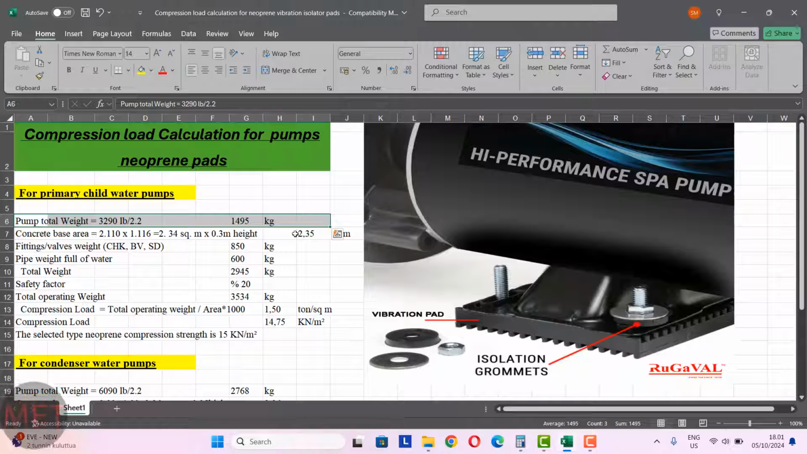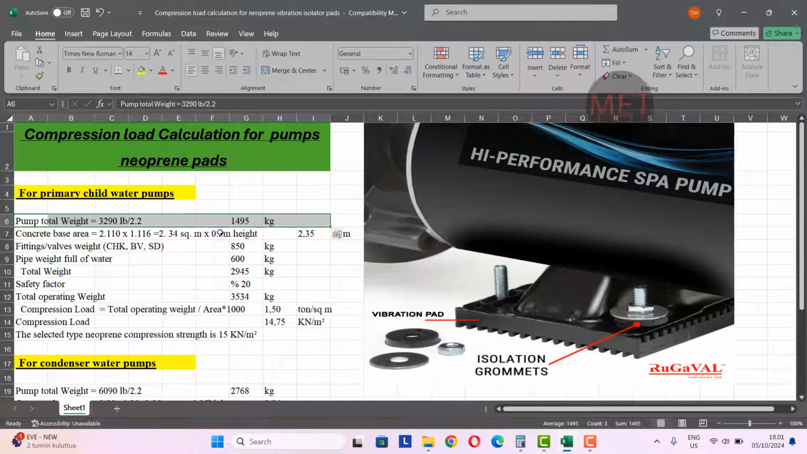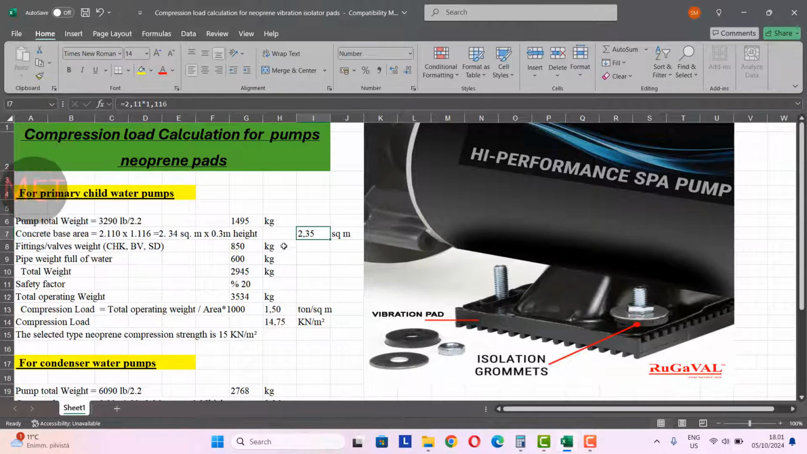First of all, we have to know the pump weight. When you do the calculations and select the primary chilled water pump or secondary chilled water pump, you refer to the manufacturer catalog after selecting the pump, and you see the total weight of the pump. For example, what we see from the specs is 3290 lbs, and if you want to convert this into kgs, you divide by 2.2, so it's 1495 kgs. Now the concrete base area on which this pump has to be installed is 2.11 by 1.116, so it's basically 2.35 square meters, and the height of this concrete base is 0.3 meters.